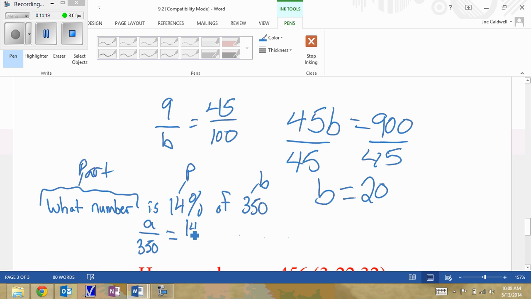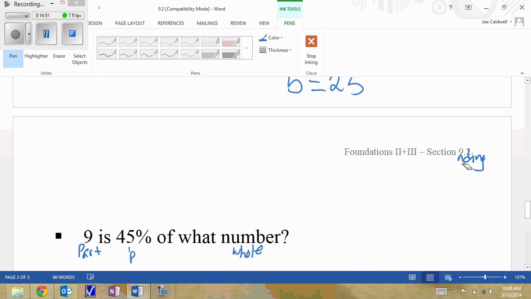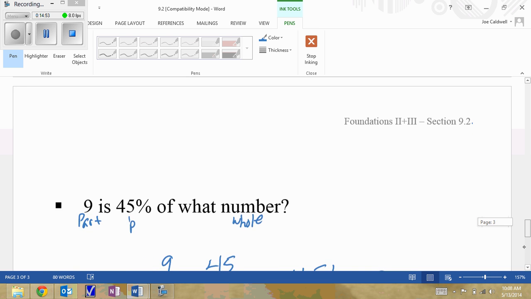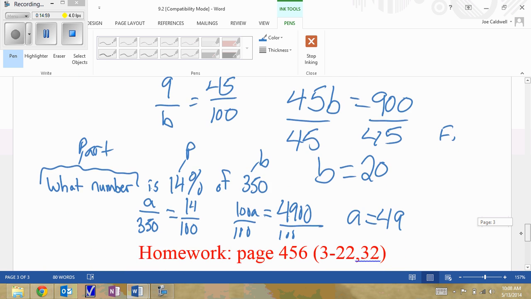So again, you'll just notice kind of where everything goes in here. So again, you could use cross products. 100A equals 14 times 350, which is 4,900. Divide both sides by 100, and this one kind of works out nicely again, where you have A equal 49. Okay, so that would be an example of finding the part.